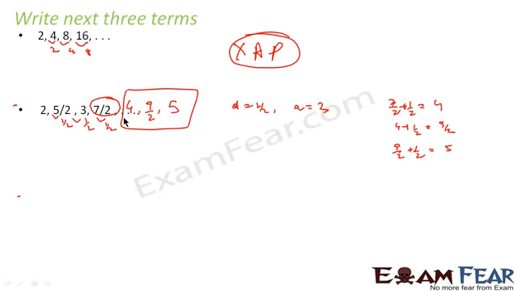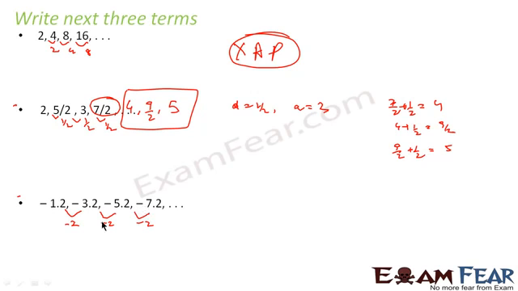Minus 1 by 2, minus 3 by 2, minus 5 by 2, minus 7 by 2. The difference here is actually minus 2, correct? Minus 3 by 2 minus minus 1 by 2 is minus 2. Here also minus 2. Here also minus 2. Minus 7 by 2 minus minus 5 by 2, that is minus 7 by 2 plus 5 by 2, that is minus 2. The difference is constant. So we can say this is an AP.